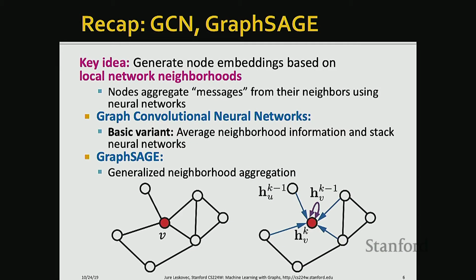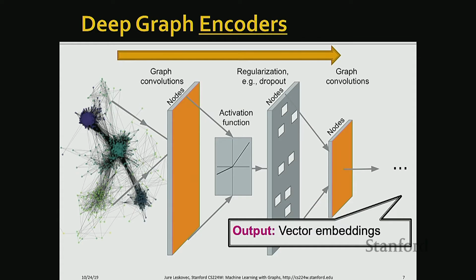And we talked about 2 methods that are able to do this. We talked about the graph convolutional neural networks, or GCN, that basically say, let's take the messages from the neighbors and let's average them together. And then we talked about GraphSAGE, which is a generalization of this that allows you to not aggregate from all the nodes, but from subsets of the nodes, and allows you to aggregate in a generalized way, which gives you much better performance in practice. So that's a review of what we talked about a week ago.